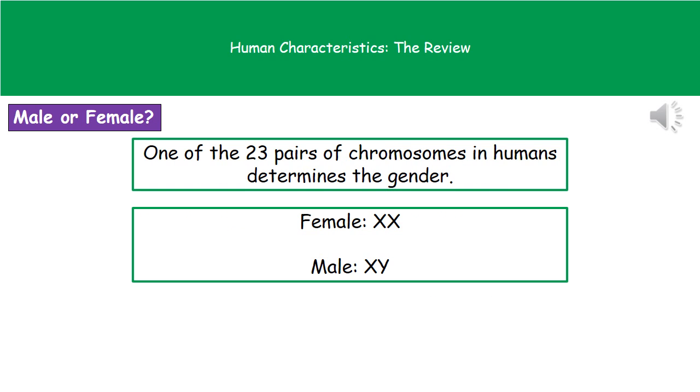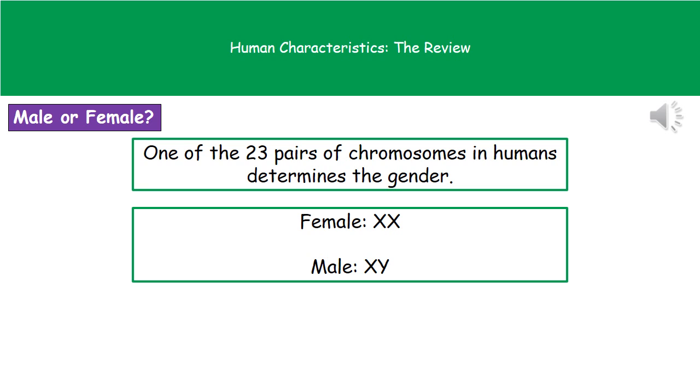The key trait that we're concerning ourselves with the inheritance of is whether we're male or female, so the determination of gender. So in humans we've got 23 pairs of chromosomes, and one of those 23 pairs of chromosomes controls the gender. So in females you will have 2 X chromosomes, and in males you'll have 1 X and 1 Y chromosome. Now they do like that as a question for 1 mark on your exam paper, asking you what chromosomes are present in males and females.